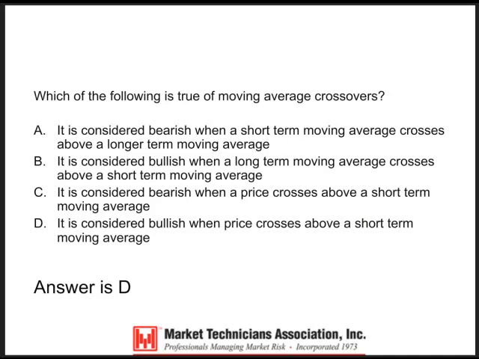Hope I'm not going too fast for everybody, but which of the following is true of moving average crossovers? It's considered bullish when price crosses above a short-term moving average. It's also confirmed by a shorter-term moving average moving above the longer-term moving average. So the best answer really here is D. Even though A certainly works, D is the best answer.